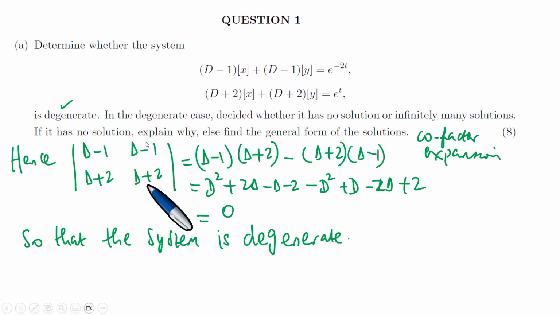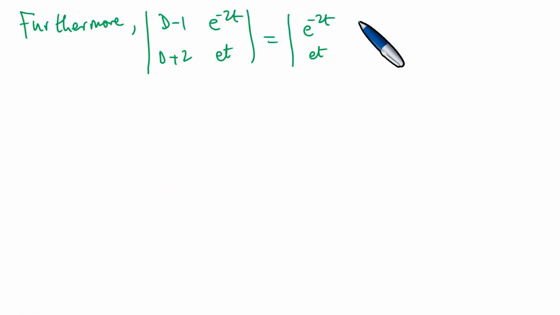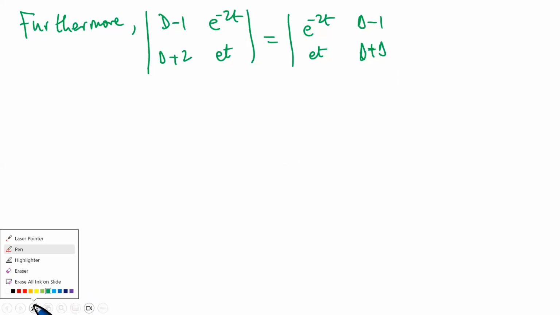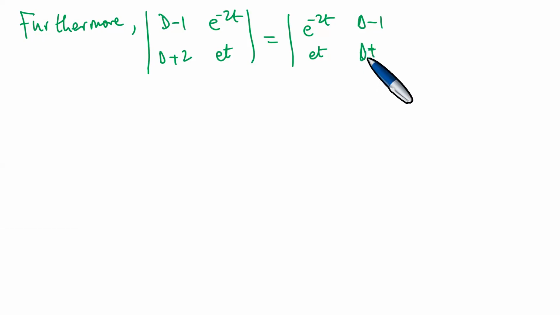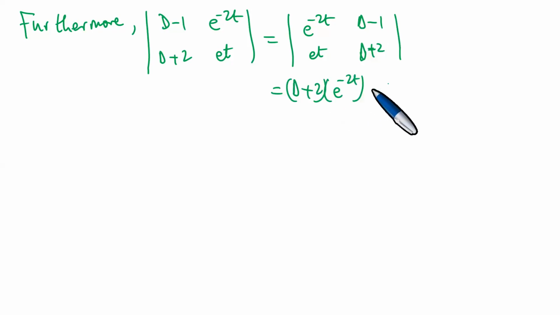Now the other column is this one, D minus 1, D plus 2. Okay, let's just compute this one. I expect it to be 0. We can compute either this one or that one, so we'll just compute the one on the far right. This one, so e to the minus 2t minus D minus 1 e to the t.